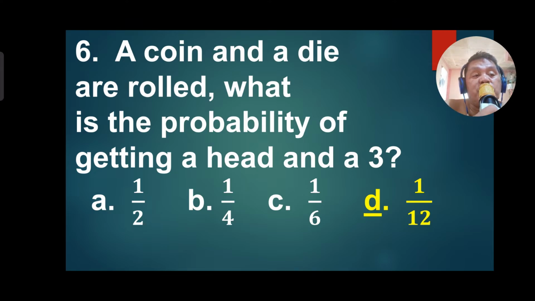What is the probability of getting a head and a 3? So we have a coin and a die are rolled. What is the probability of getting a head and a 3? So we have 1/12. We have letter A, 1/2, B, 1/4, C, 1/6, and letter D is 1/12. So the probable answer here is letter D, 1/12.